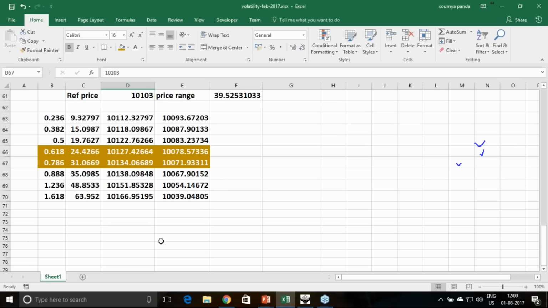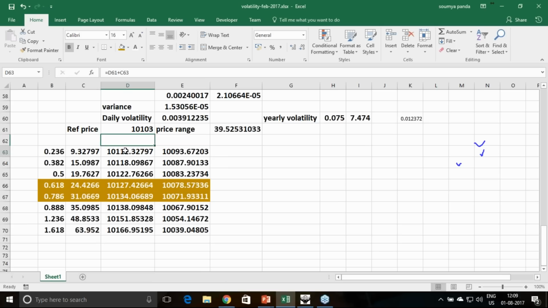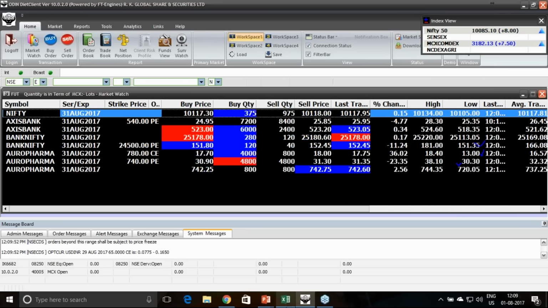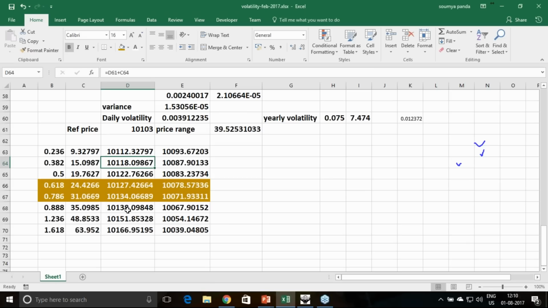It opened at 10,115. If I go back to my calculation, it has entered the buy zone, the uptrend zone, and crossed over 10,118. Most importantly, the day's high till 12 o'clock is 10,134. This is the point from where it has reversed. My calculation for reversal is 10,127 to 134. So very much in line with my calculation, it has reversed from this zone and it is at 10,117, not gone to the downtrend level, and it is still in the uptrend levels.